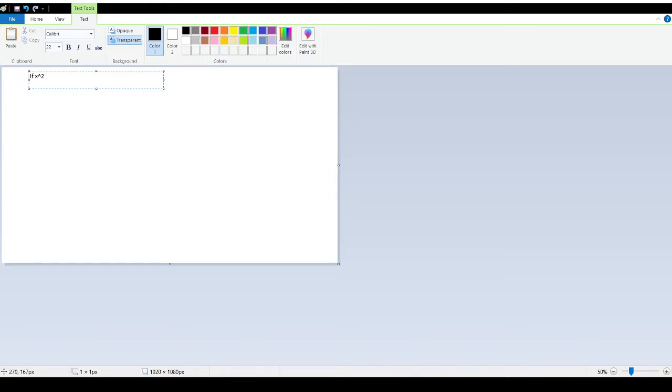x squared plus kx minus 9 has 2 real roots. Find the set of values. Okay. All right, so let's do this.